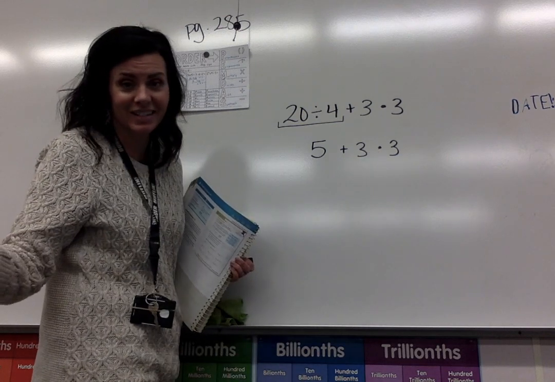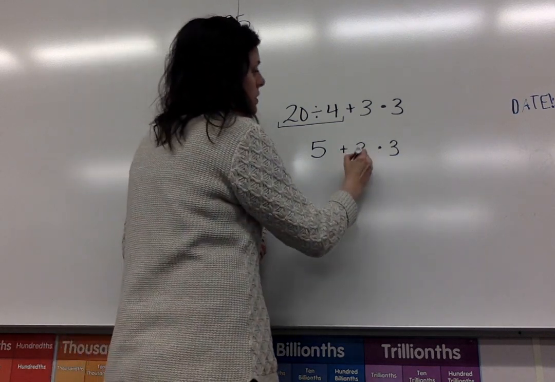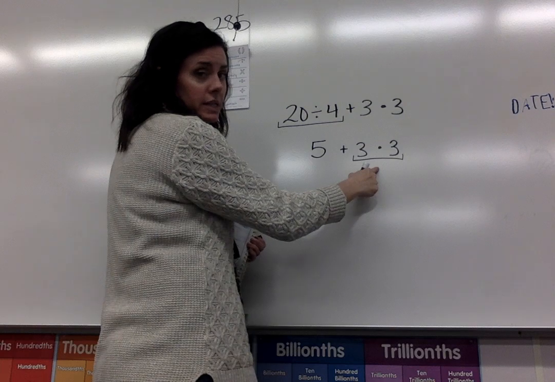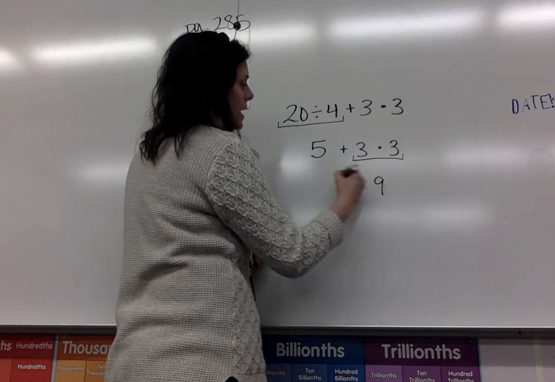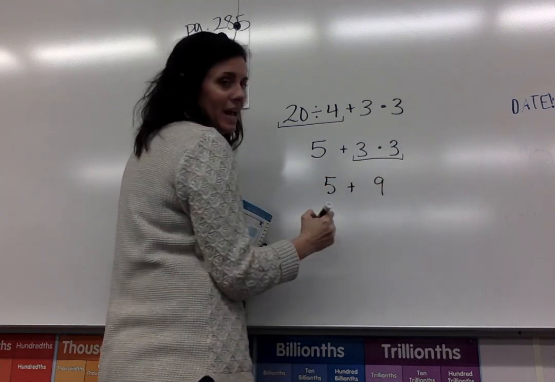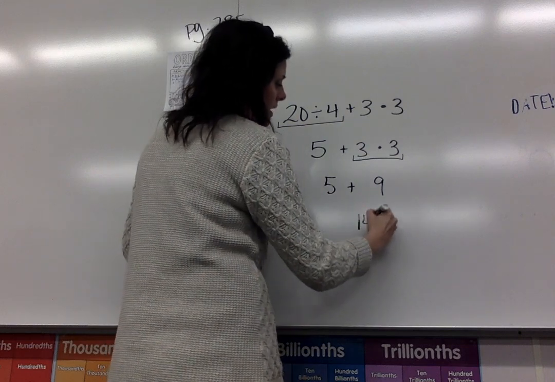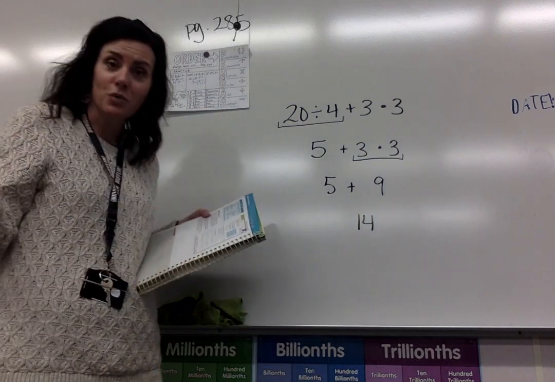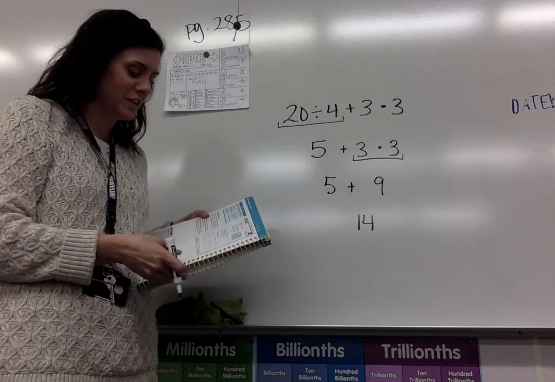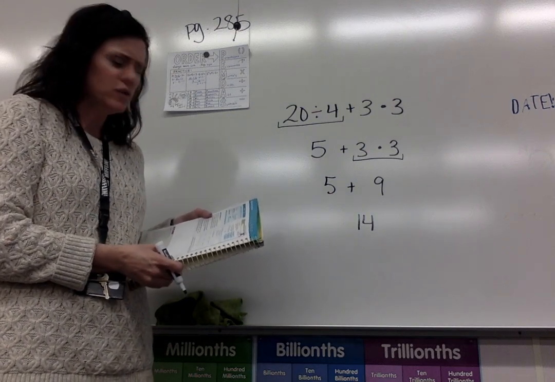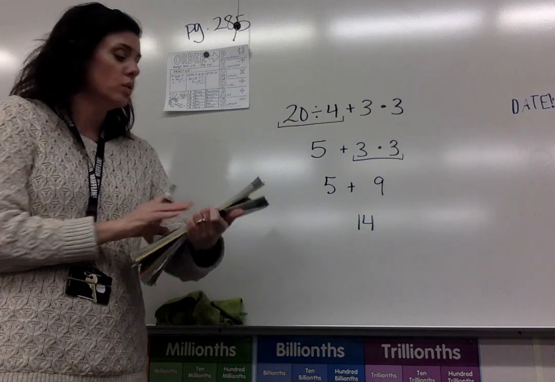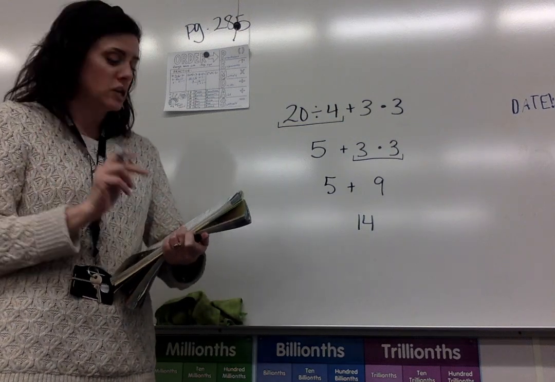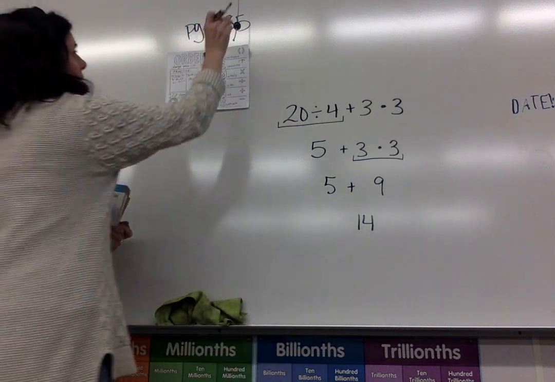Which one comes first? Multiplication. So we do this part first. So 3 times 3 is 9. And here I've got 5 plus 9. And we can solve quickly and come to 14. Are you rocking it? I'm sure. Okay, so we've solved a few like this, and so I'm sure that you've got this, but I want you to turn your page and I want you to go to page 286.